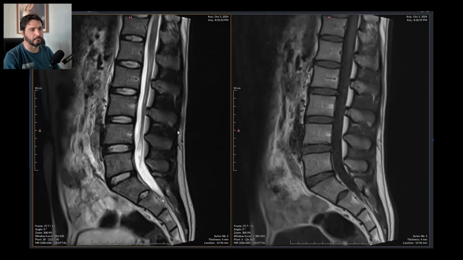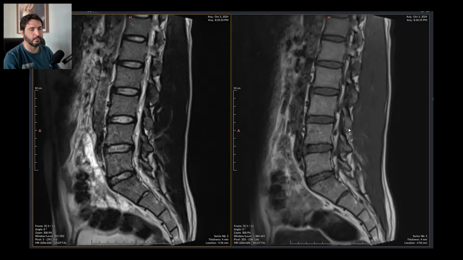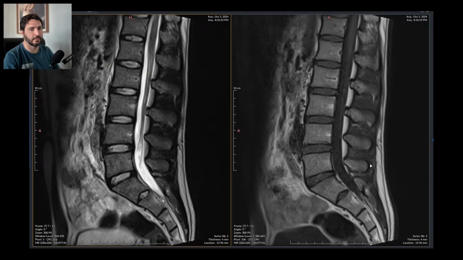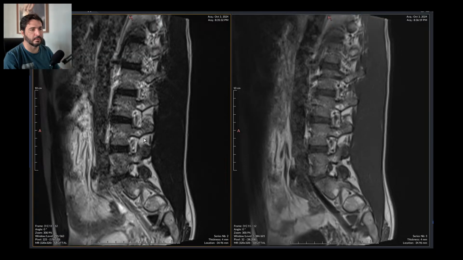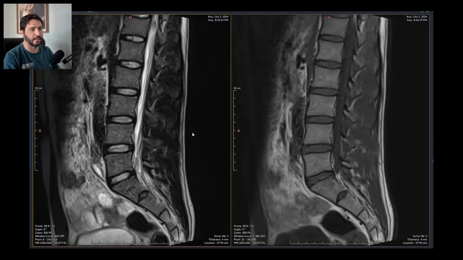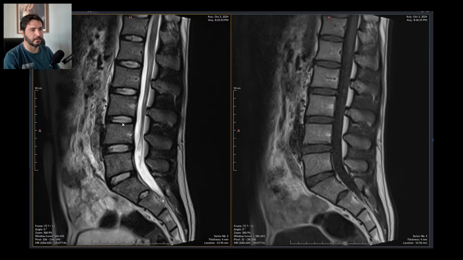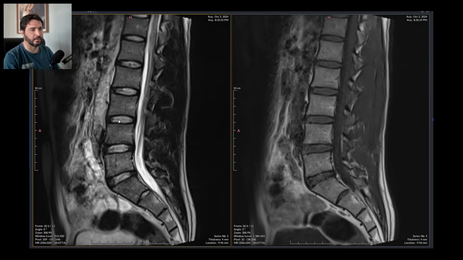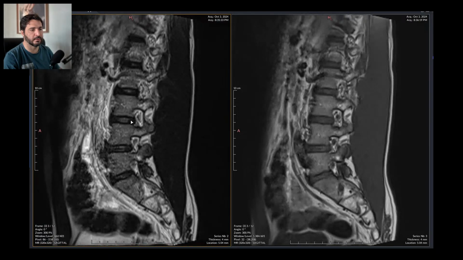So discs look fine. This is a T2, this is a T1. T1 is better for bone and for anatomy, and T2 is best for nerve roots and spinal cord, and of course pathology. So it's okie dokie. This little dehydration of the discs is okay. No protrusions, no end plate deformities, no signs of degenerative disease of the bone.